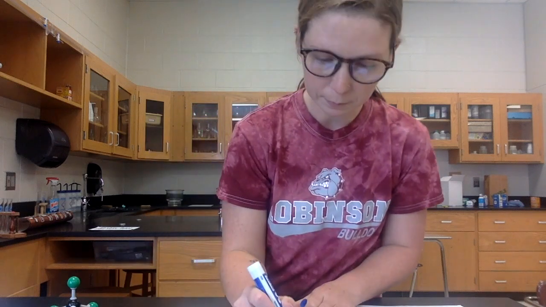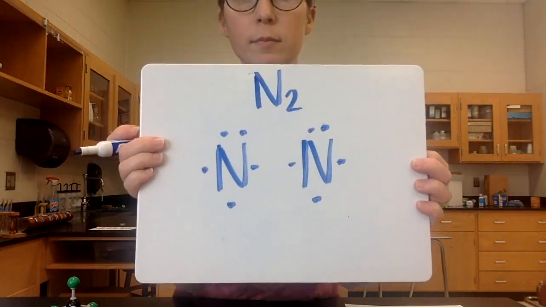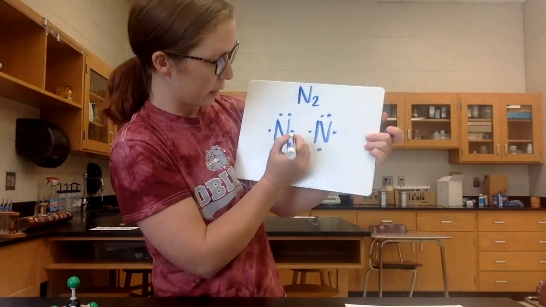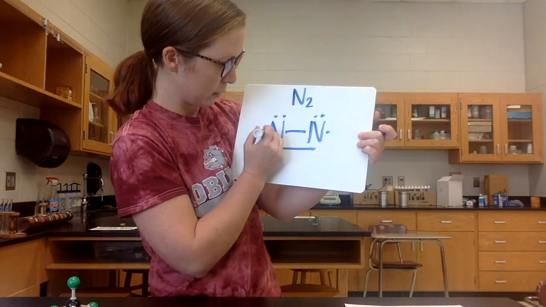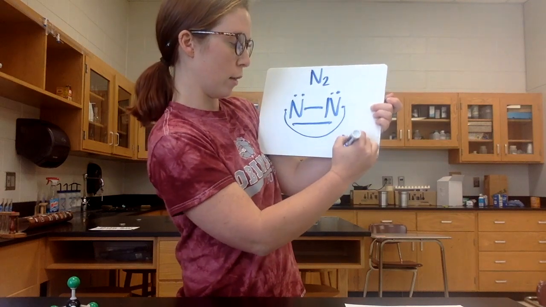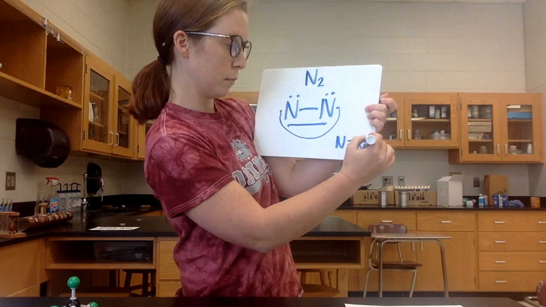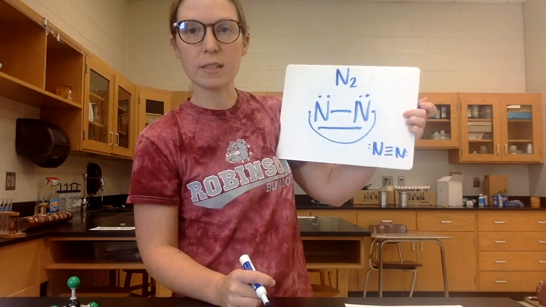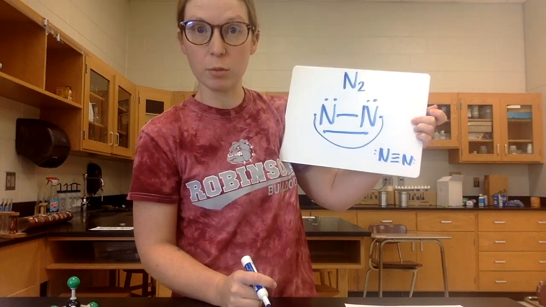So the next example we're going to do is N2, further down on your chart. Okay, so each nitrogen we know has 5 valence electrons. So like this. Okay, so we're just going to connect the dots between the two that don't have buddies. So when we do this and we redraw our molecule, you should see that you have a triple bond between the two nitrogens.